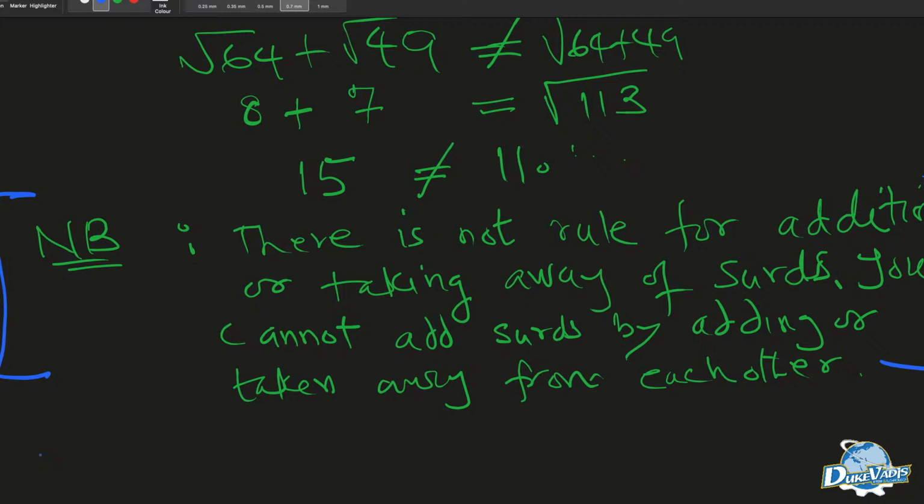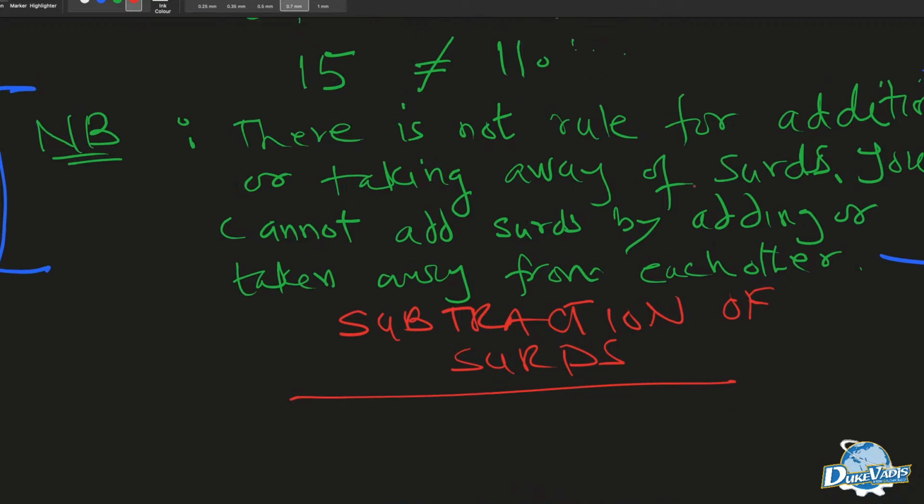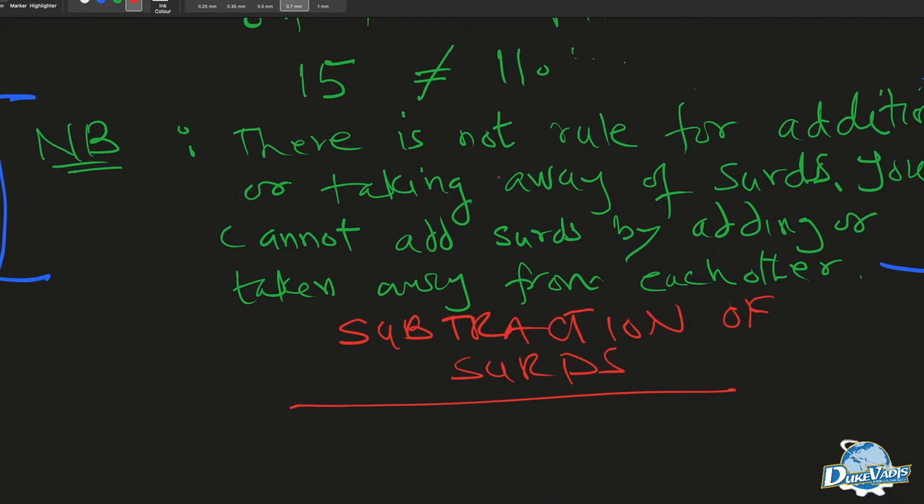Now, let's look at subtraction of surds. Now look at it. If we have square root of 9 minus square root of 4, this is not equal to square root of 9 minus 4 as well.